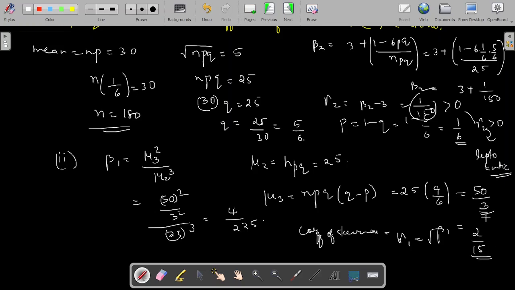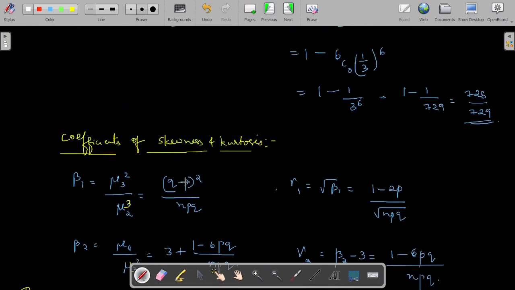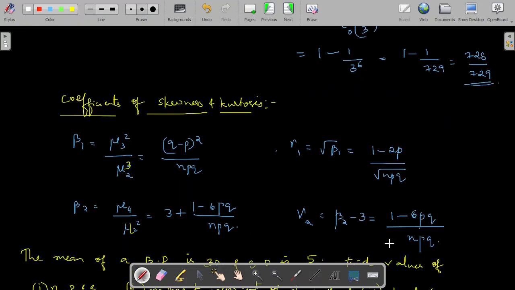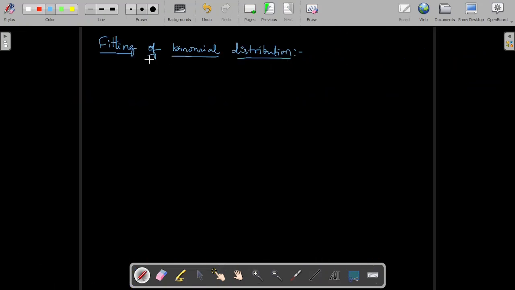So this is how to find out coefficients of skewness and kurtosis for a binomial distribution. These are the formulae to be remembered. Now let us see what is fitting of binomial distribution. See here, suppose you have observed data. This is by doing the experiment you got the observed data.